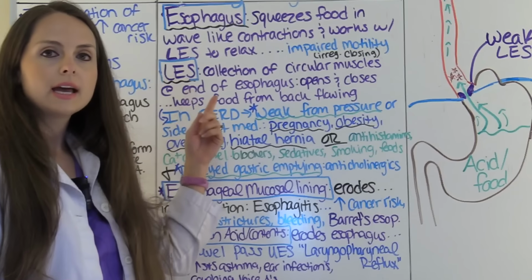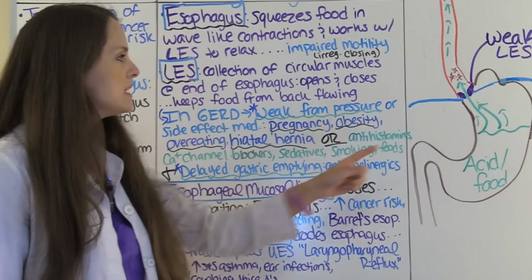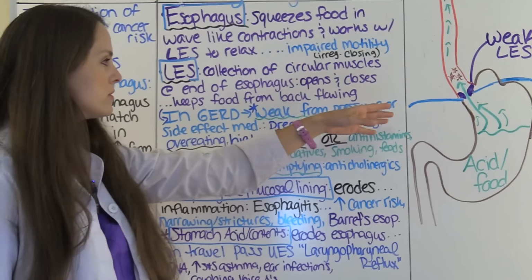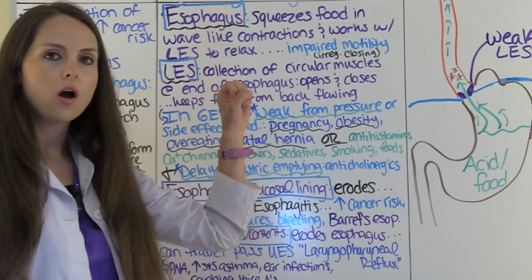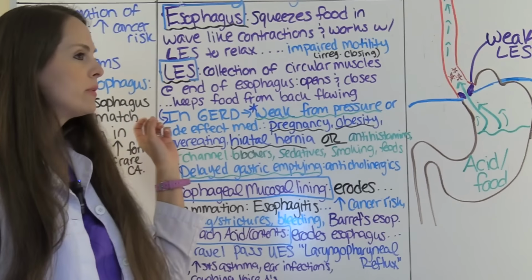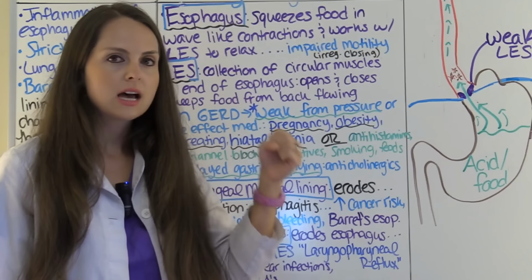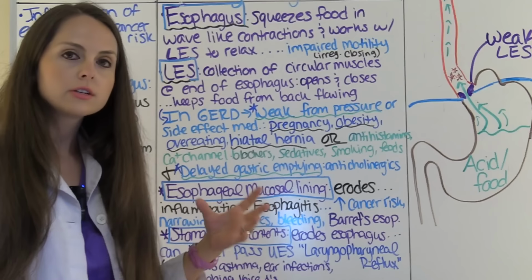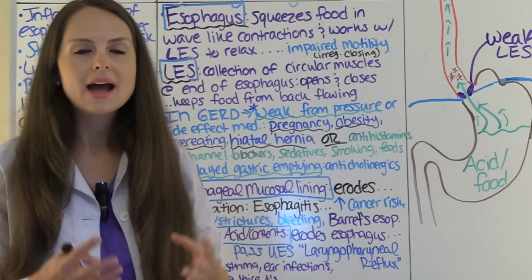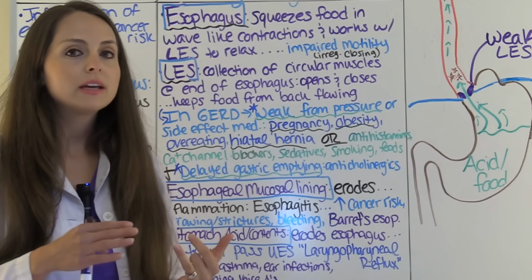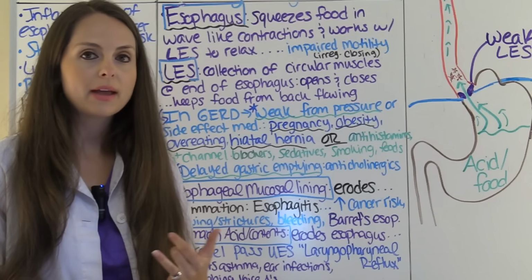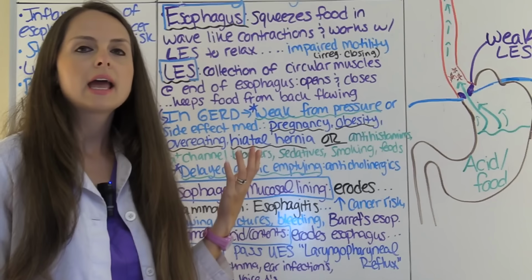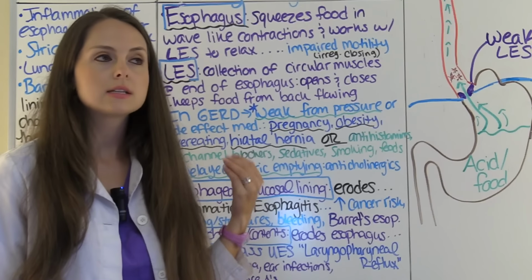Now let's look at our LES, lower esophageal sphincter. Now it's right here. It's a collection of circular muscles at the end of your esophagus, and it opens and closes. And when it closes, it's supposed to be a really nice tight seal, so nothing can back up in there. Well, with GERD, we learned earlier that it can become weak. And why does it become weak? Well, if it has some increased pressure on it, it can damage it and make it weak over time, or medications or other chemicals can damage it and make it not close as tightly.